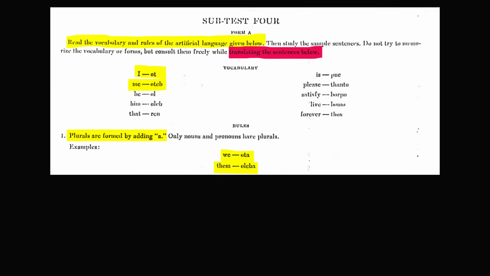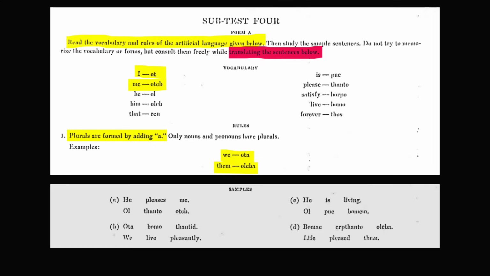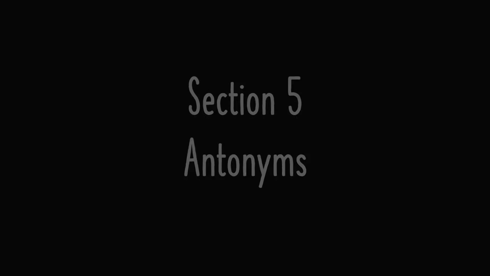Eventually, you would need to translate some of the sentences according to the vocabulary and the other rules that were given. So for example, you might have to translate he pleases me, and that would be ol tanto oteb. Or you'd be given something like ota bemo thantid, and you would have to translate that as we live pleasantly. This section would be quite grueling mentally to do, so I'm happy they got away from this section and focused on testing other abilities. Now let's go to the next section of antonyms.